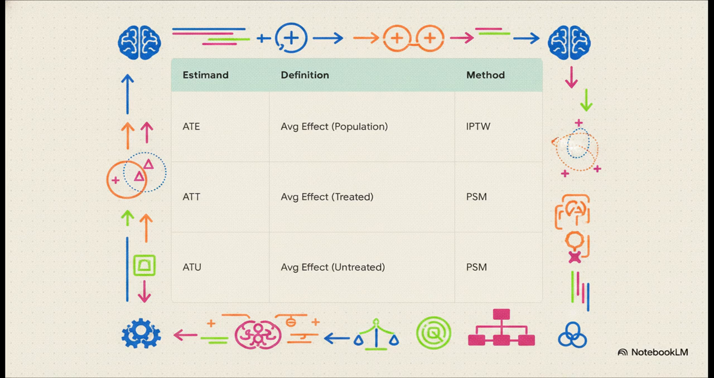Or perhaps you're looking for the ATT, the average treatment effect on the treated population. This asks, what was the effect of the treatment specifically for the patients who actually ended up getting it? For this, propensity score matching is your go-to method. There's also the ATU, the average treatment effect on the untreated.